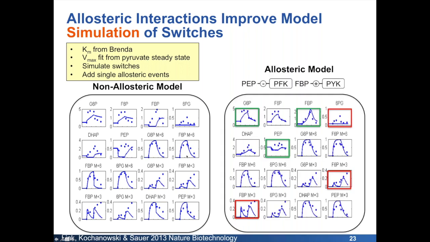Now, if we add allosteric regulation to this model, so for example, if we allow PEP to inhibit phosphofructokinase and FBP to activate pyruvate kinase, which are known regulators, then the fit becomes much better for some cases, in particular for PEP and fructose bisphosphate. These are the very important regulators. So now this model would be able to explain the data much better, but not everything. You can see there are some other cases where it doesn't work perfectly.